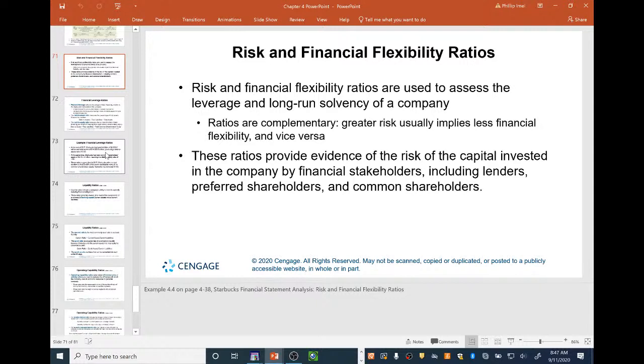So ratios are complementary. Greater risk usually implies less financial flexibility, and vice versa. It says here these ratios provide evidence of the risk of the capital invested in the company by financial stakeholders, including lenders, preferred shareholders, and common shareholders. So pretty much these are just going to tell them how risky their investment is. Because obviously the solvency of a company is going to determine the longevity of it, right? Because if it's not very solvent, then the chances are it could go bankrupt, right?